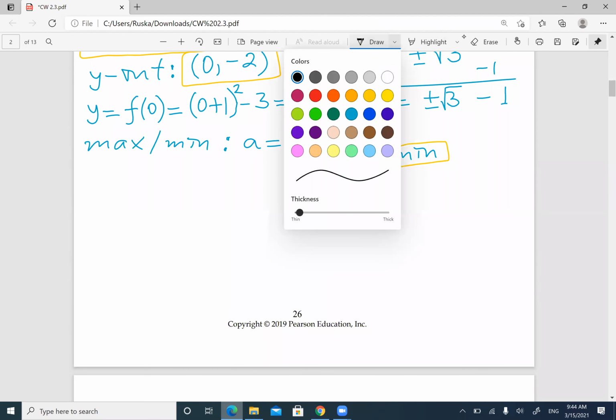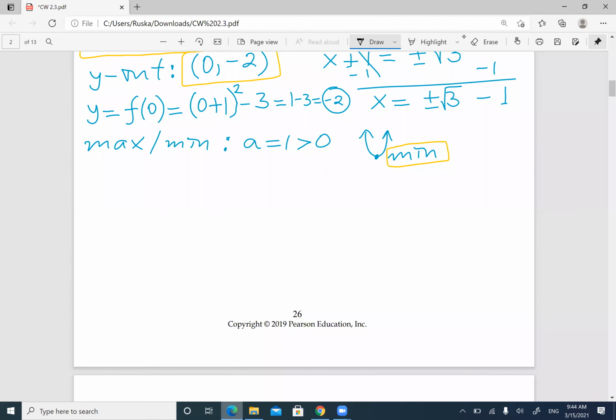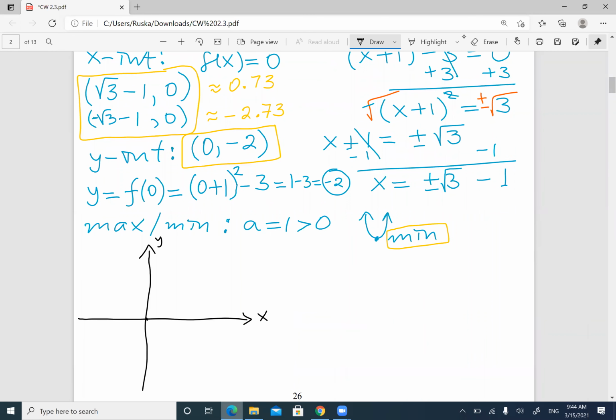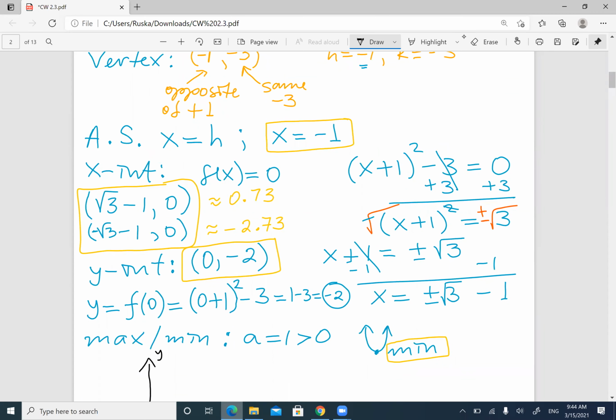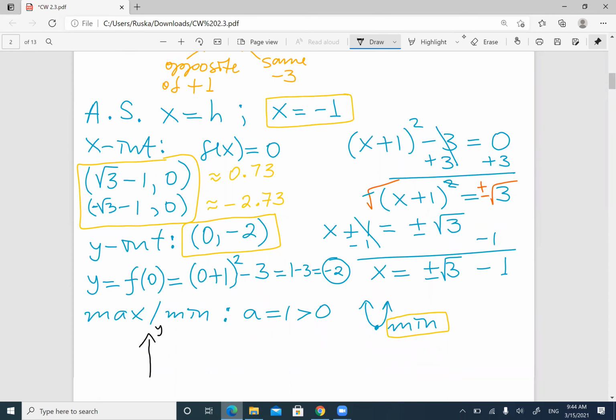And before I do that, I'm going to draw my coordinate system. So this is my x and y axes. The intersection is the origin, 0, 0. And then I'm going to start with the vertex. So where is the vertex? The vertex is negative 1, negative 3.